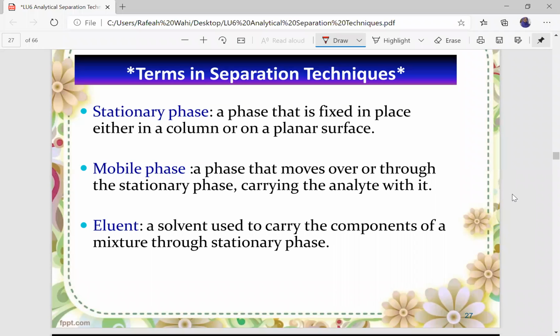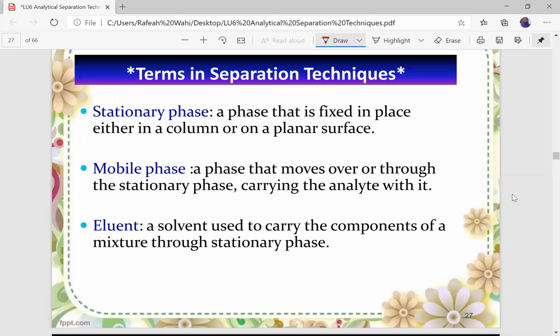So what is stationary phase? Stationary phase is a phase that is fixed in place, either in a column or on a planar surface. Stationary means it doesn't move. It is fixed in place. So this is what we call a stationary phase. A mobile phase is a phase that moves over or through the stationary phase, carrying the analyte with it. You imagine the stationary phase as a road, and the mobile phase is the car that travels on the road. If you can imagine it that way.